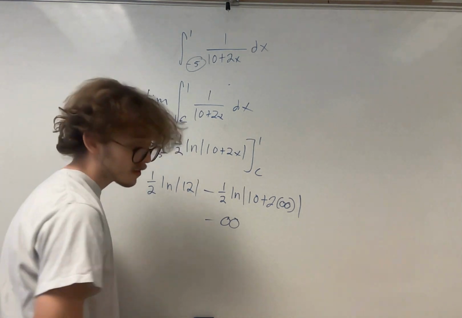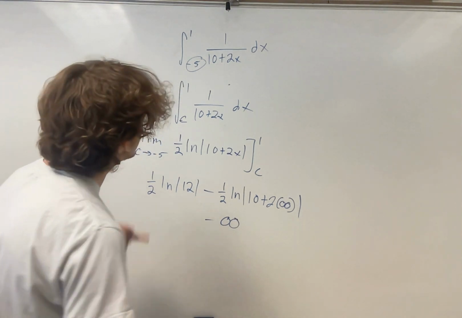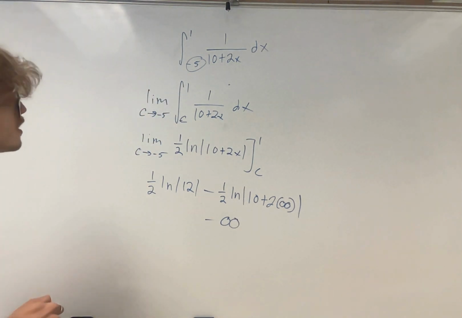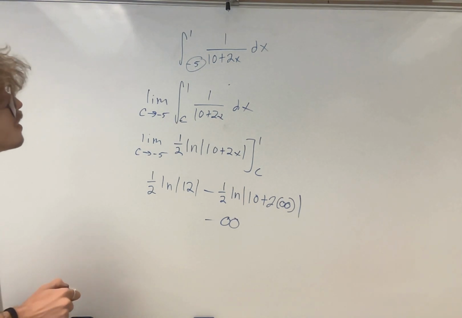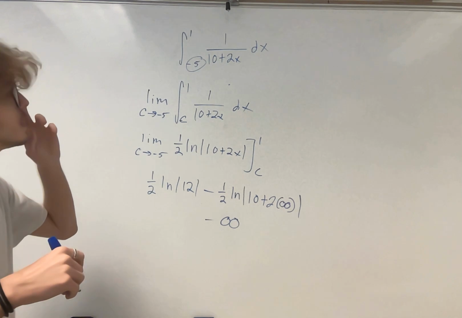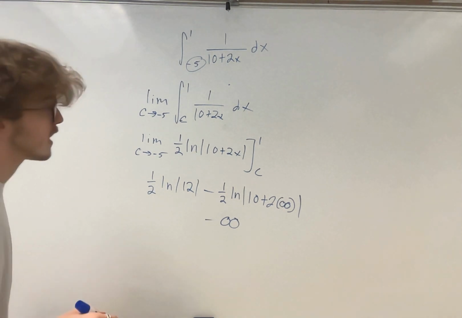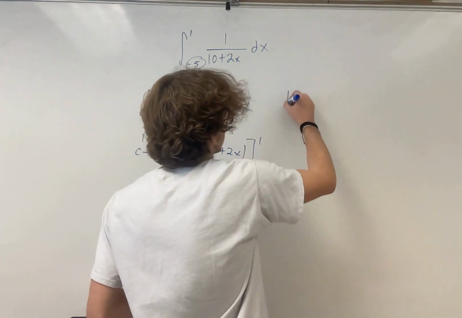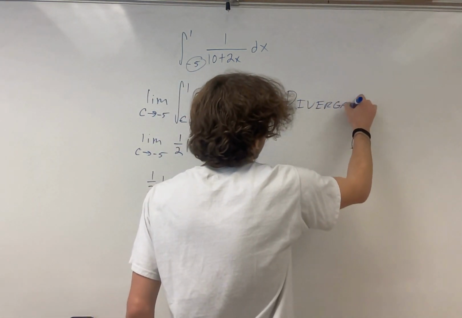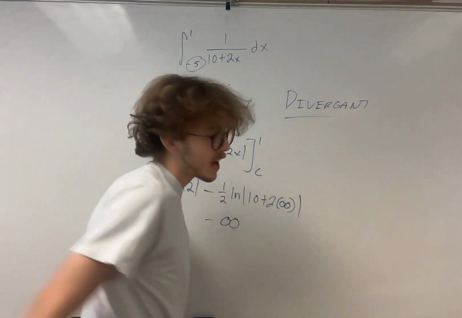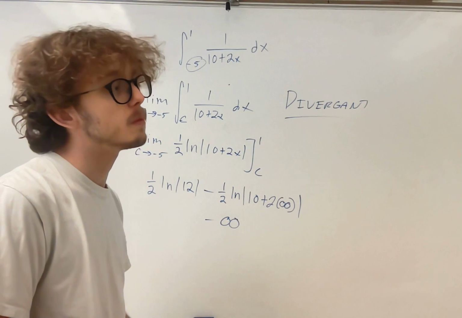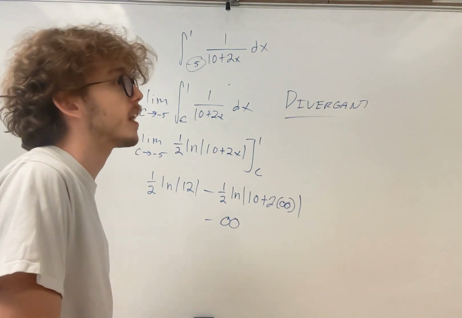So if it simplifies to infinity, what does that tell you about this integral from -5 to 1 of 1 over 10 plus 2x? Well, it tells you that there is no area that we can approximate and that this integral is divergent. Whenever we have a function that we can't find the area of, we just have to say it's divergent and move on. You can't find the area of that, right?